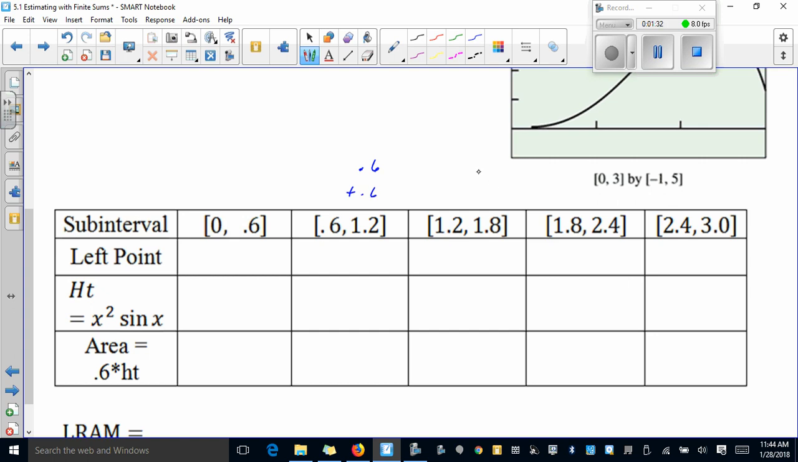Okay, we're going to do all 3 of them. We're going to do left, right, and midpoint. And usually in class, what I would do on this one is I would break up the class and have some people do left, some do right, and some do midpoint. Okay, so on the left, we're going to take the left values. That's going to be the one on your left. So 0, 0.6, 1.2, 1.8, and 2.4.